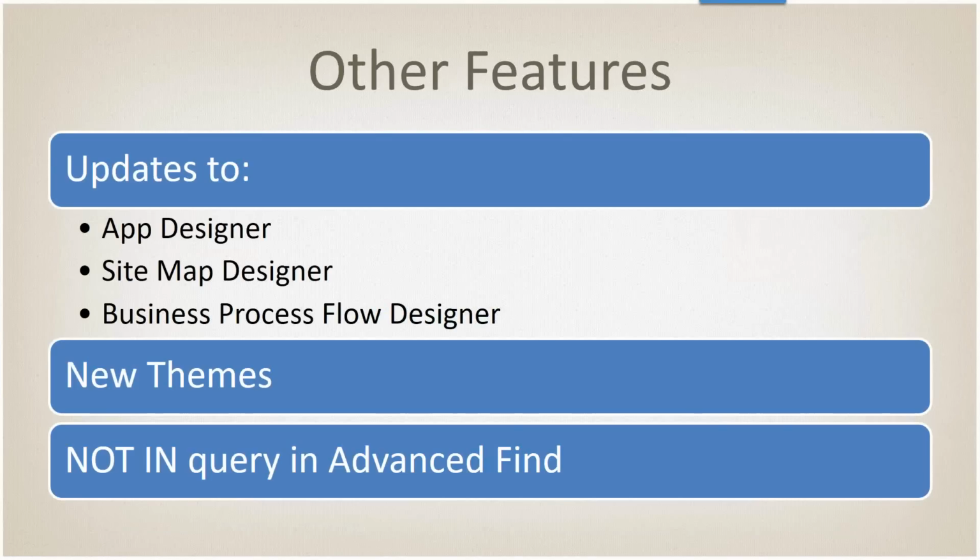Okay, so some other features. They updated the app designer, the sitemap designer, and the business process flow designer. We have some new themes. We have a not-in query built into the advanced find now. So that's an interesting thing. I'll show that to you later if I don't forget. If I do forget, somebody remind me.